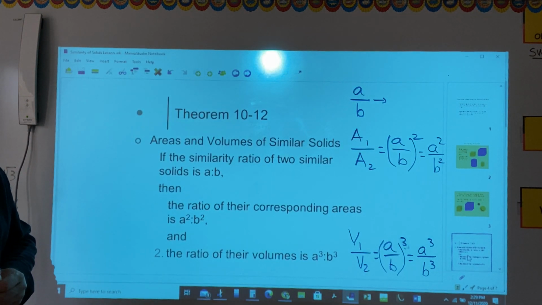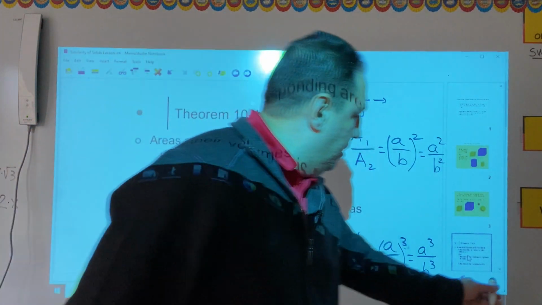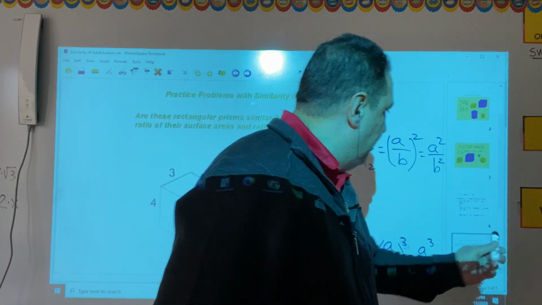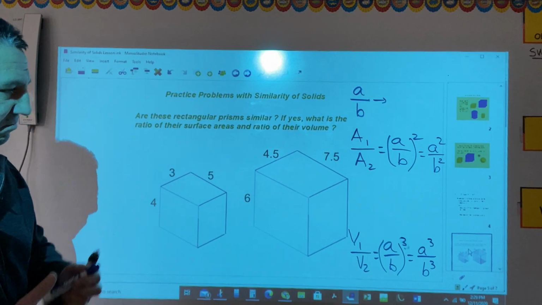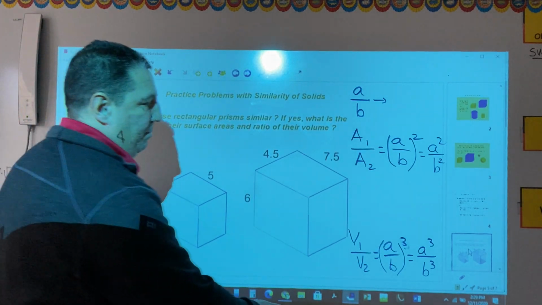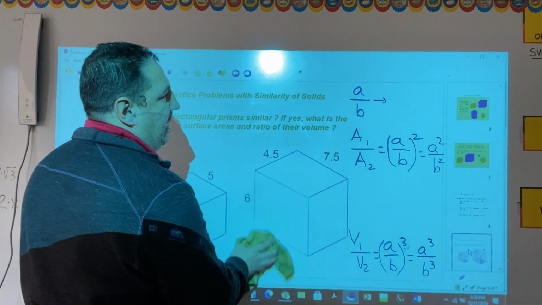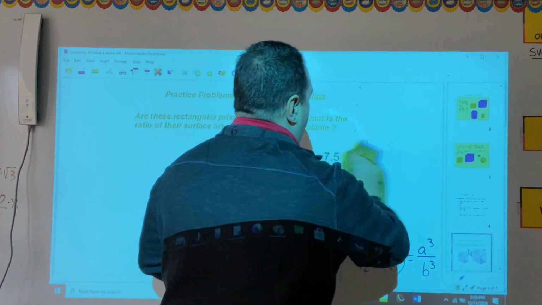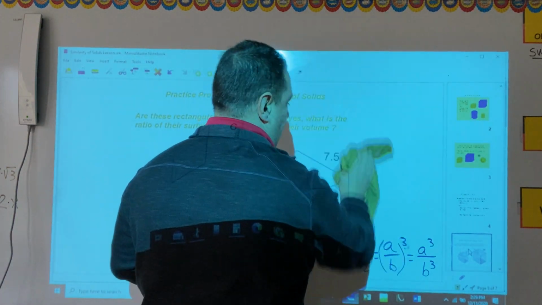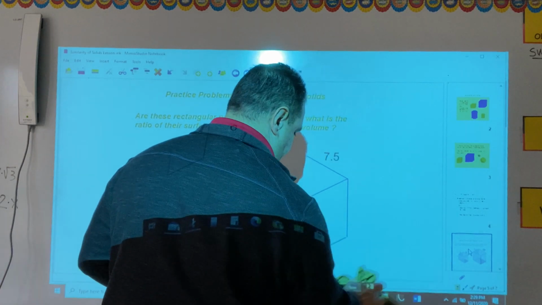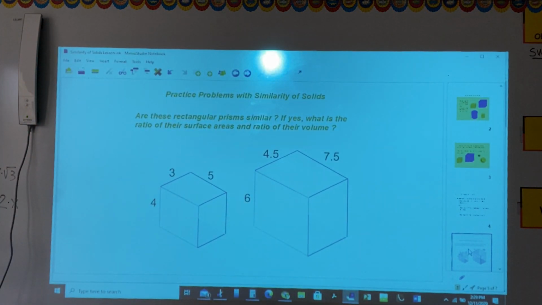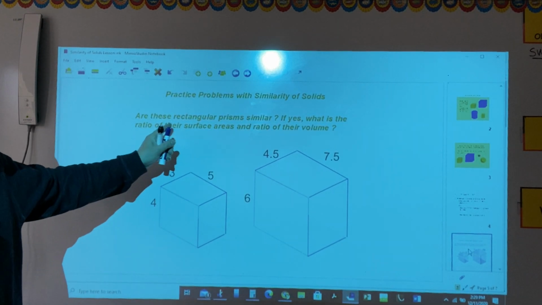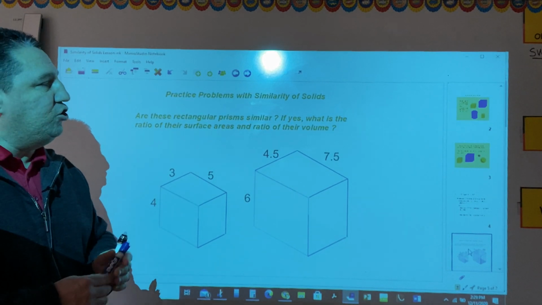Yes? Now, let's have a few examples to have a better understanding, right? In this case, are these rectangular prisms similar? If yes, what is the ratio of their surface areas and ratio of their volumes?